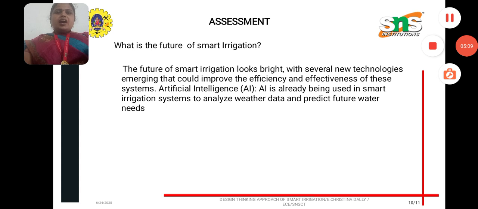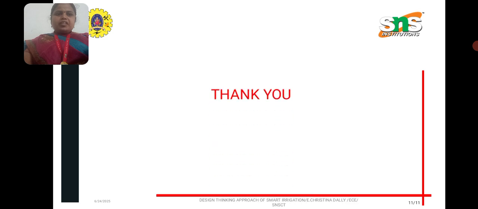smart irrigation. The future scope of smart irrigation looks bright with several new technologies, and it can improve the efficiency and effectiveness of these systems. Artificial intelligence is used in smart irrigation systems to analyze weather data and predict the future.